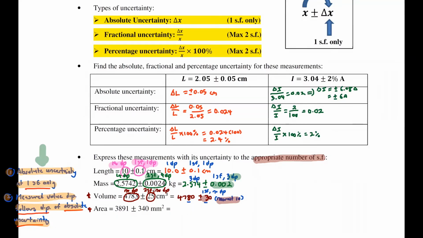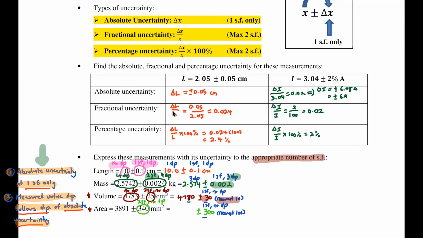Lastly, area equals 3,891 plus minus 340 millimeter square. The absolute uncertainty over here is in 2 SF, but having no dp. According to the first rule, this needs to be written in 1 SF, giving us plus minus 300. So now we would have 1 SF, no dp. In the process of rounding it up to 1 SF, we were actually rounding it up to the nearest 100.